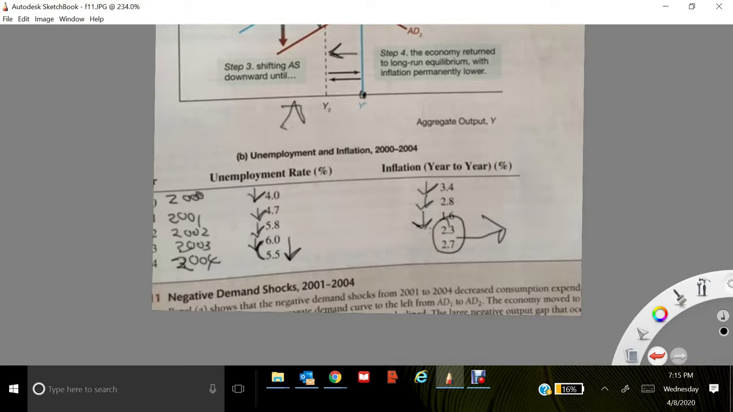Remember, there could be other causes of inflation, okay? So we have this model that hasn't taken into account other causes of inflation. So that's why you have to look for why these data points don't match up with the simple model we have up here. Okay.